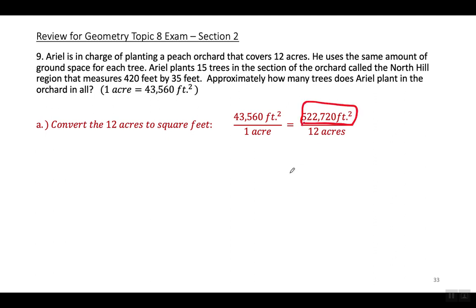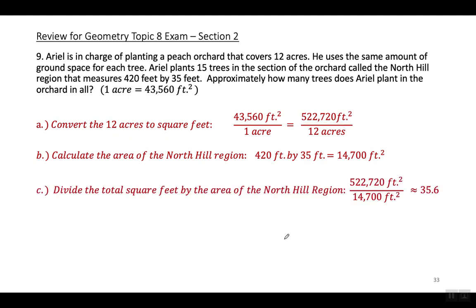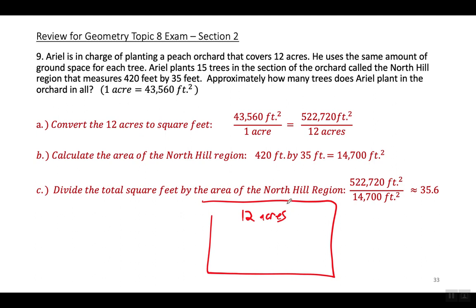Now the next step, as I said, is to calculate the area of the North Hill region by multiplying 420 by 35. That's the rectangle, 420 by 35. Multiply that, and that gives us the area of the North Hill region, where Ariel planted 15 trees. Once you have that, divide the total square feet by the area of the North Hill region. Here's our 12 acres, which has been converted to 522,720 square feet.